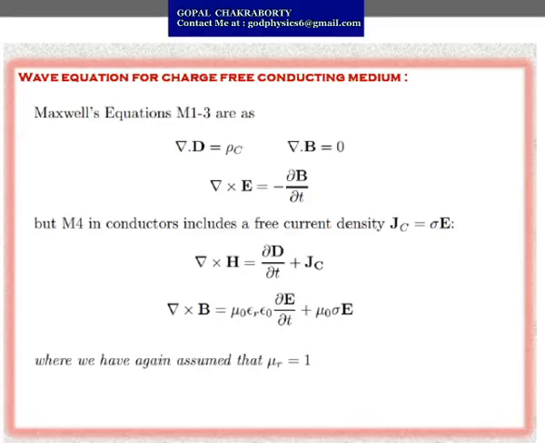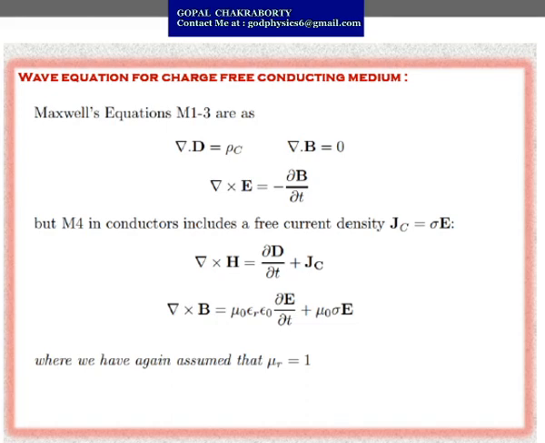The third equation is del cross E equals minus del B del t. If you substitute the value of B, you will get minus mu naught del H del t. The fourth equation will be del cross H equals del D del t plus J. Here J is the conduction current density having the value sigma E, and D equals epsilon naught E. The del D del t term represents the displacement current density.